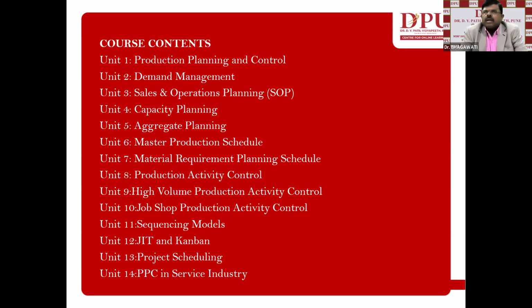Eighth deals with production activity control. Ninth unit is about high volume production activity control. 10th unit is job shop production activity control. 11th is about sequencing. 12th is JIT and Kanban. 13th is about scheduling, project scheduling. And last but not the least is about production planning and control in the service industry.